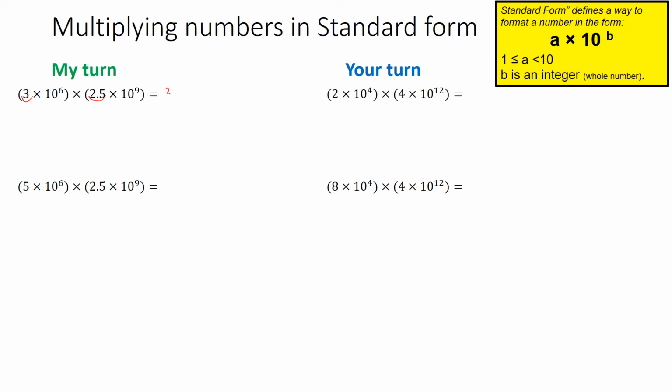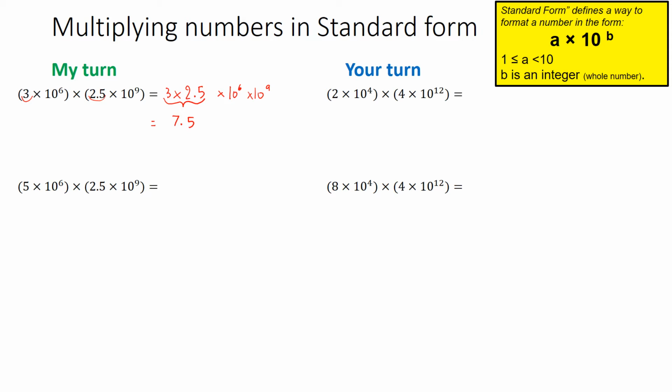So really we can have 3 times 2.5. Those go nicely together on one hand. And on the other hand, we have 10 to the power of 6 times 10 to the power of 9. Your second step from that is to complete the first operation. So 3 times 2.5 is 7.5.